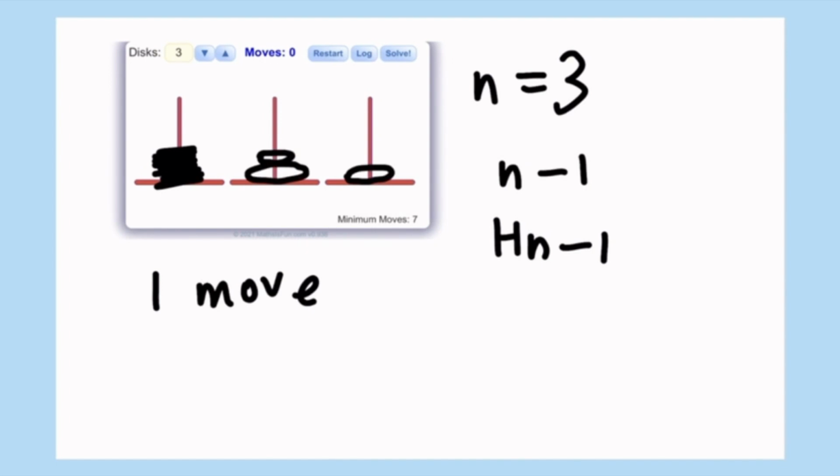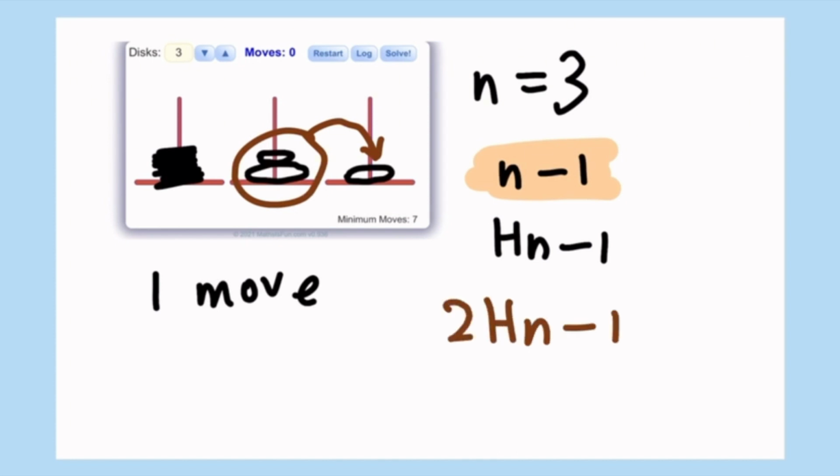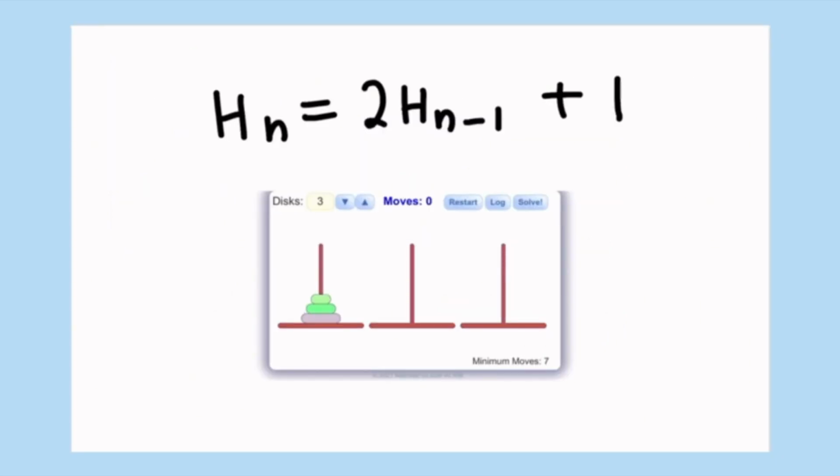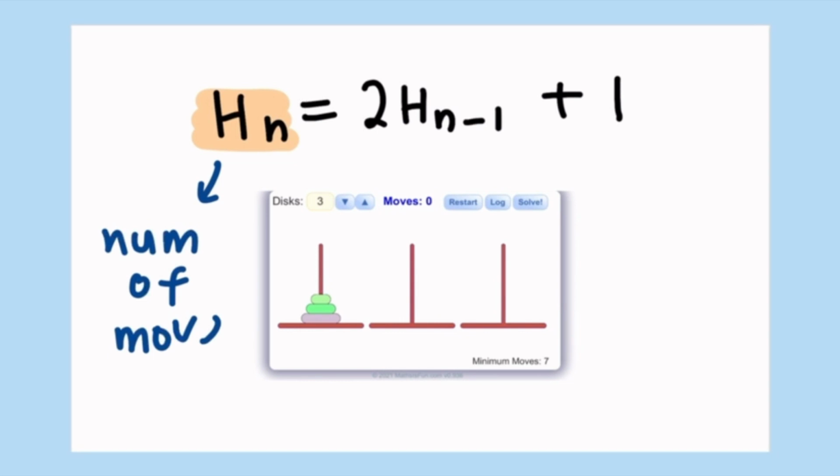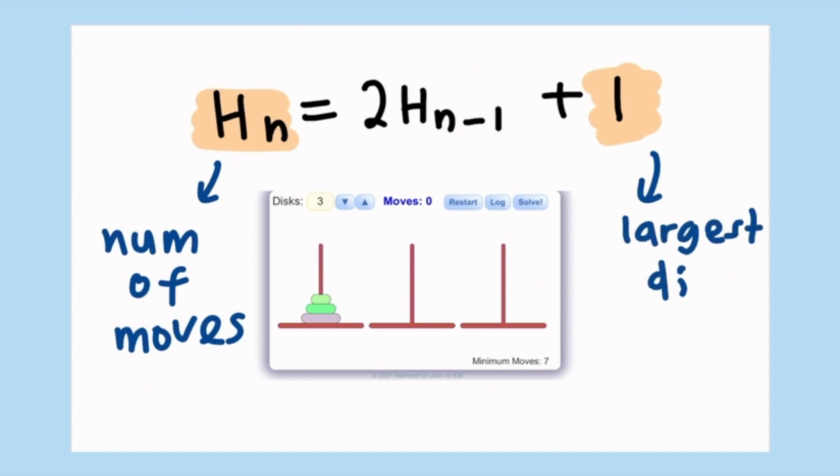So to move the rest of the upper discs onto the largest disc here on the third rod, we're going to use this formula again. So it will be 2h(n-1). So it's going to be 2 times. So we're going to end up with this formula, where h(n) represents the number of moves. This one represents one move for the largest disc, and this one, like I mentioned earlier, is for the upper disc.